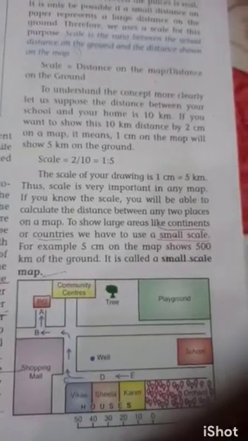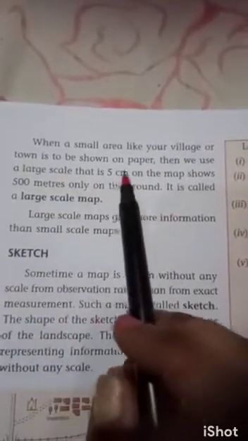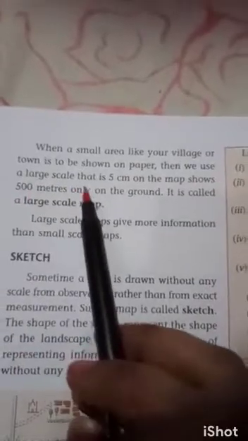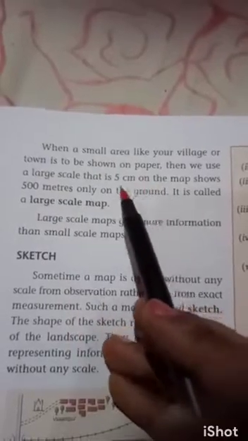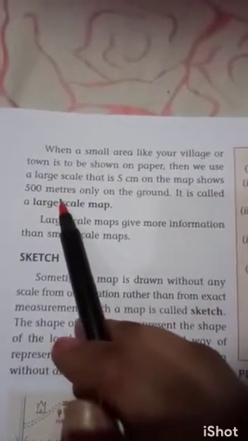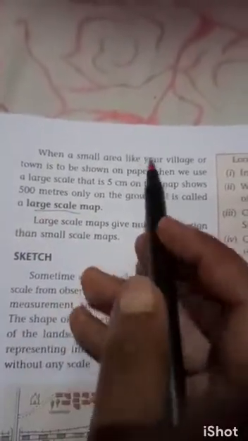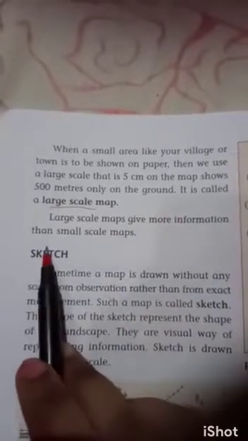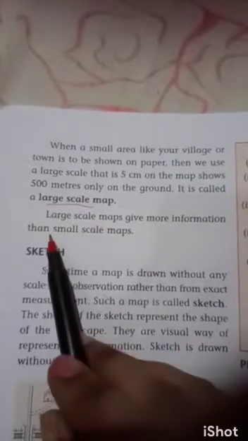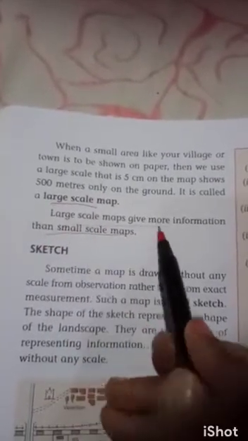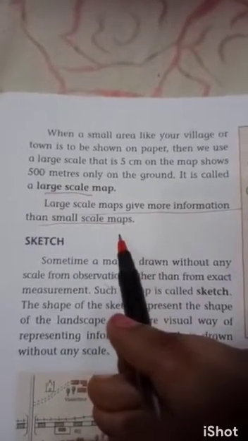When a small area like your village or town is to be shown on paper, then we use a large scale, like 5 centimeters on the map shows 50 meters on the ground. This is called large scale. For small areas, large scale maps, and for large areas, small scale maps. Large scale maps give more information than small scale maps.